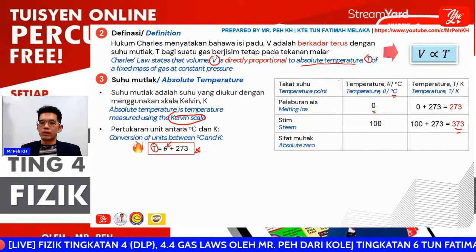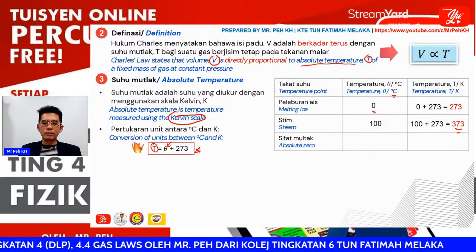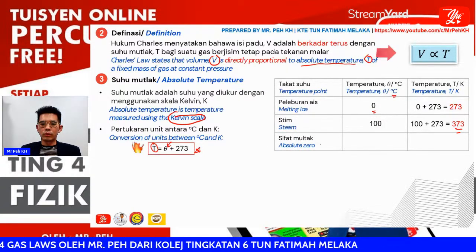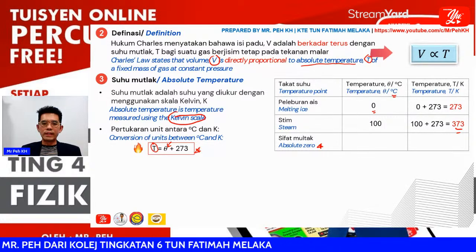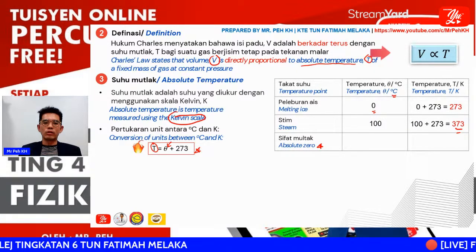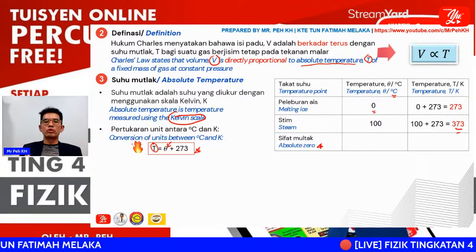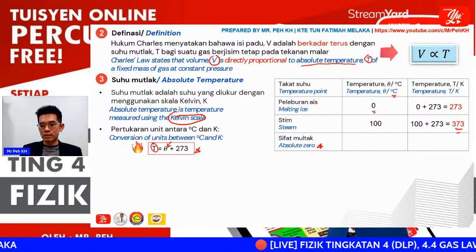373. Now we have another new term here, absolute zero. We already know the meaning of absolute temperature, which means the temperature measured by using the Kelvin scale.